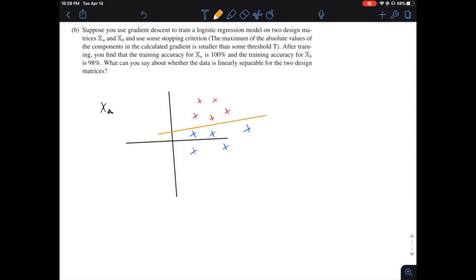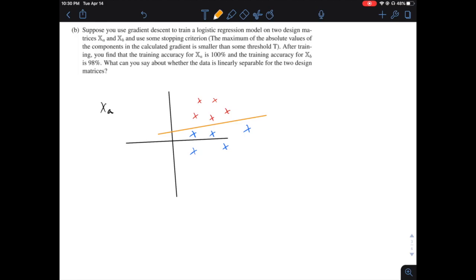But now let's think about XB. We've only been able to achieve training accuracy of 98%. So after quick inspection, one would think that if we only got 98%, that means that we can't linearly separate the data, right?